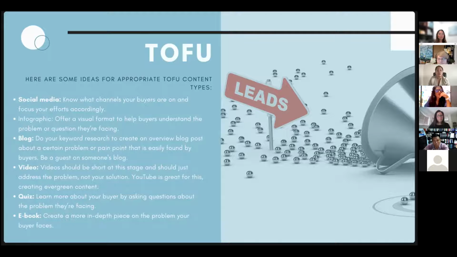So do your keyword research and create an overview blog post about a certain problem or pain point that's easily found by your buyers. You can in turn also be a guest on somebody else's blog and have them point traffic towards your site as the solution to whatever problem you may be facing. And this way, not only are you capturing a new audience, you are also having somebody direct traffic towards your website, which in turn strengthens your website's domain authority. And that overall will make your site much more visible to users.